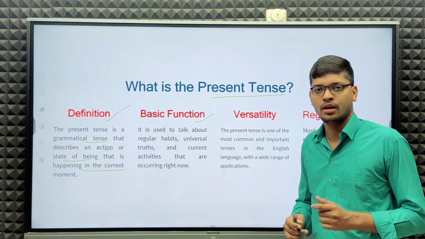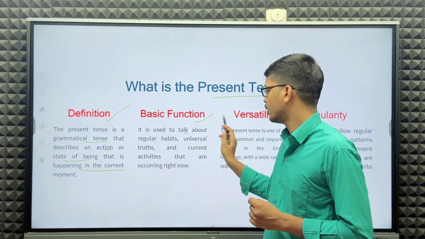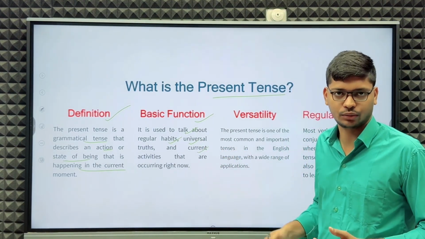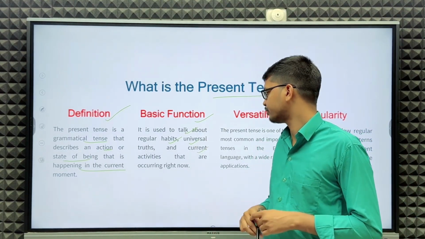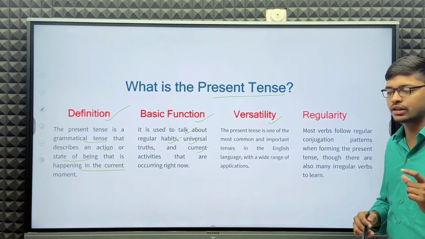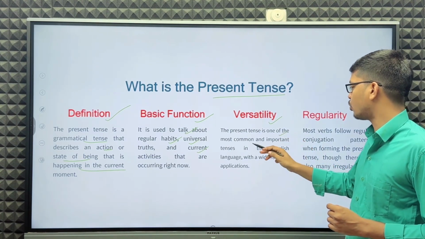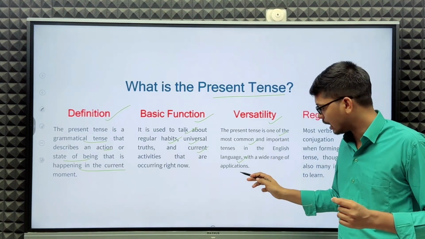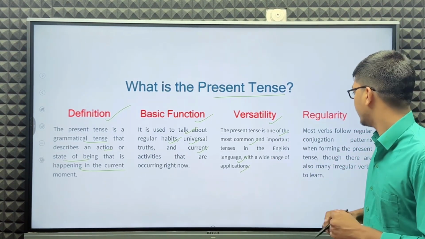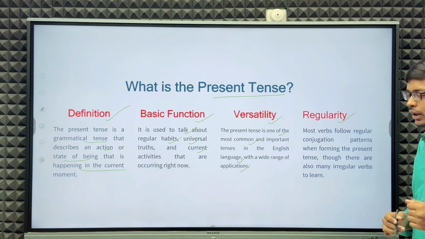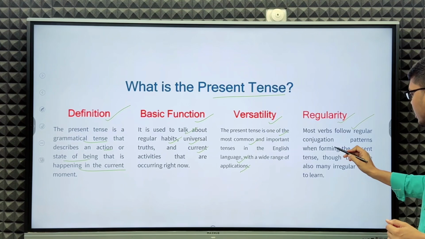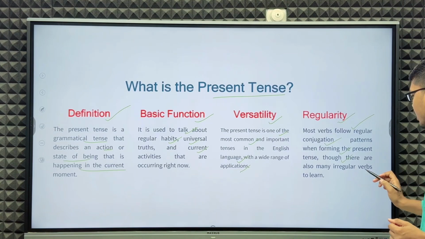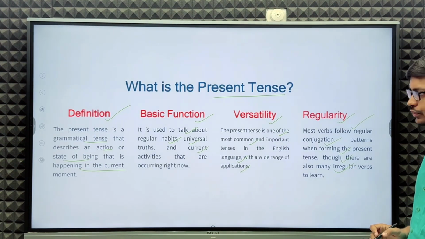Basic function. It is used to talk about regular habits, universal truths, or current activities that are occurring right now. That is the function. Versatility means the present tense is one of the most common and important tenses in the English language with a wide range of applications. Next, regularity. Regularity means most verbs follow regular conjugation patterns when forming the present tense, though there are also many irregular verbs to learn.